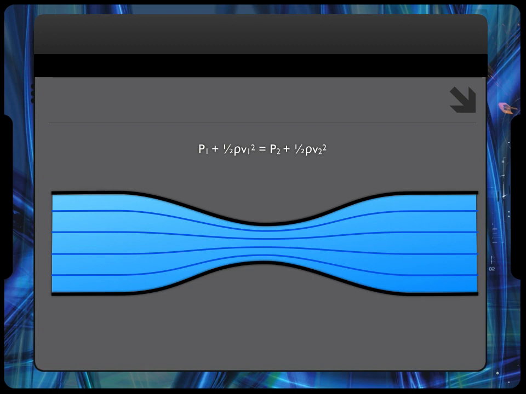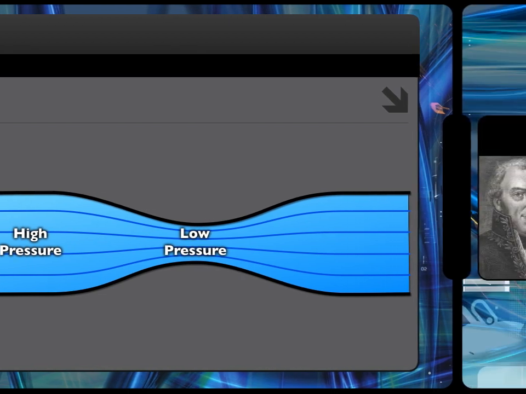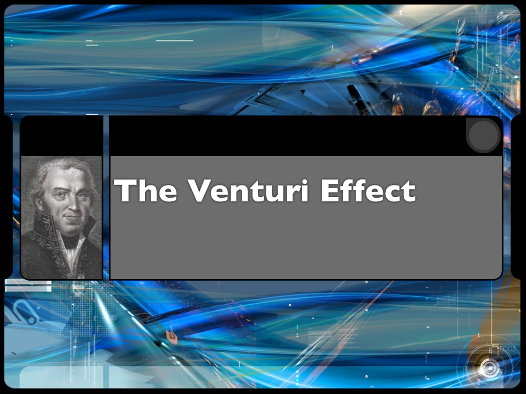In this example, v1, that's the velocity on the left, is less than v2, the velocity in the middle. If v1 is less than v2, then p1 is greater than p2. Where there is high velocity fluid, there is low pressure fluid. And we call that the Venturi effect. The Venturi effect says that if fluid is moving really fast, its pressure is lower.